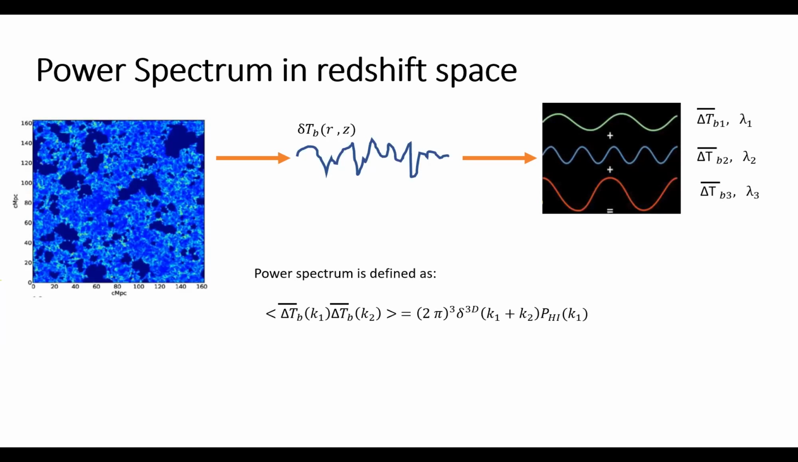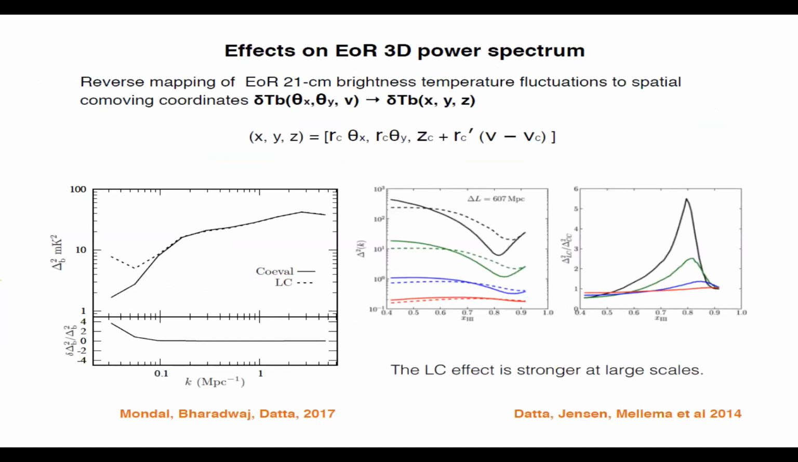So I'm not going into the detail about the power spectrum, but remember that the power spectrum is the primary quantity that will be targeted by upcoming and ongoing telescopes, and all these analyses will be based on this power spectrum and some other statistical quantities. So it is important that we discuss the power spectrum and the effects of all these line of sight effects on the power spectrum.